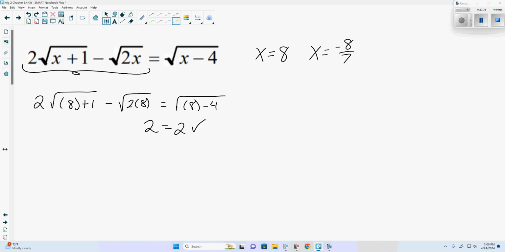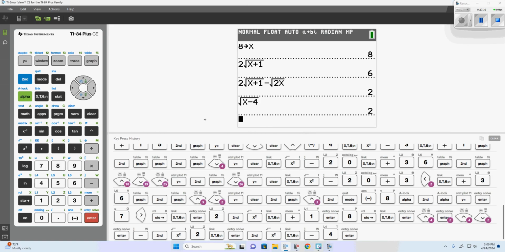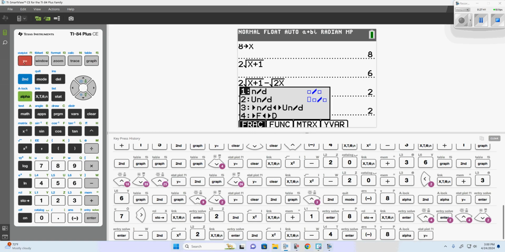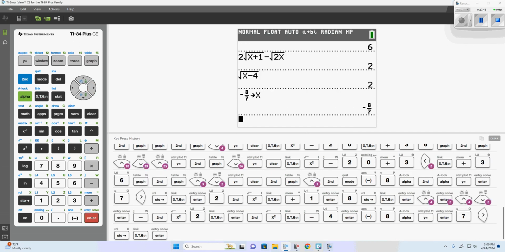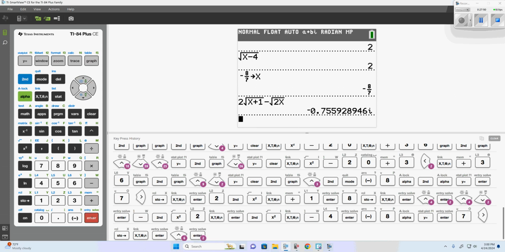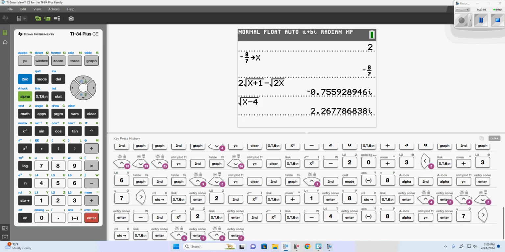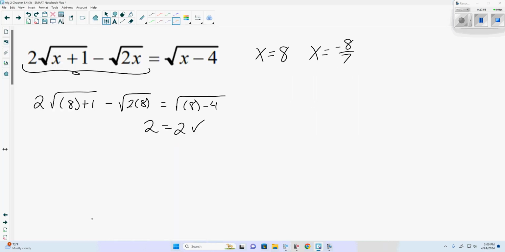And even the other one, and I didn't put the whole thing in, negative 8/7 stored as x is still an i. So they didn't even match up. That does not work. Our only solution is x is equal to 8.